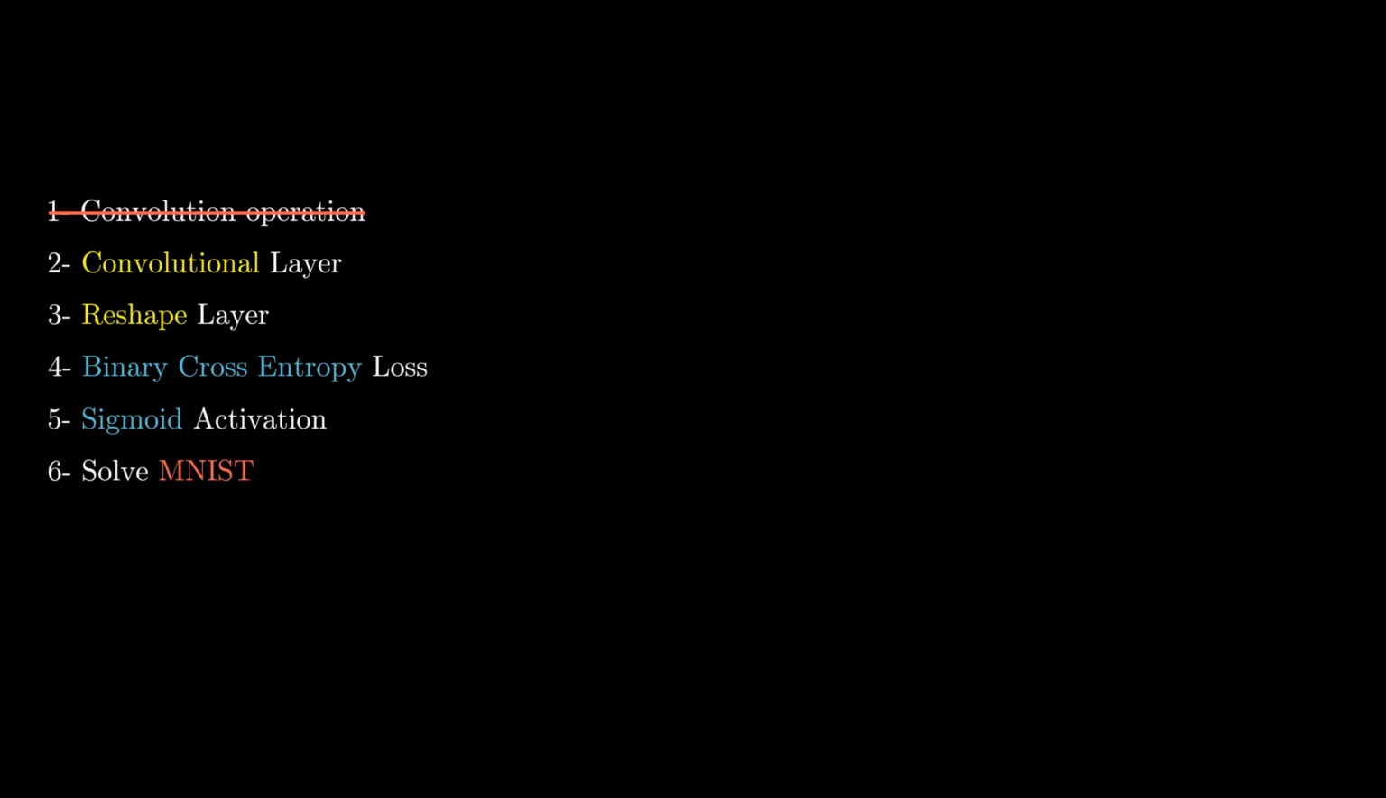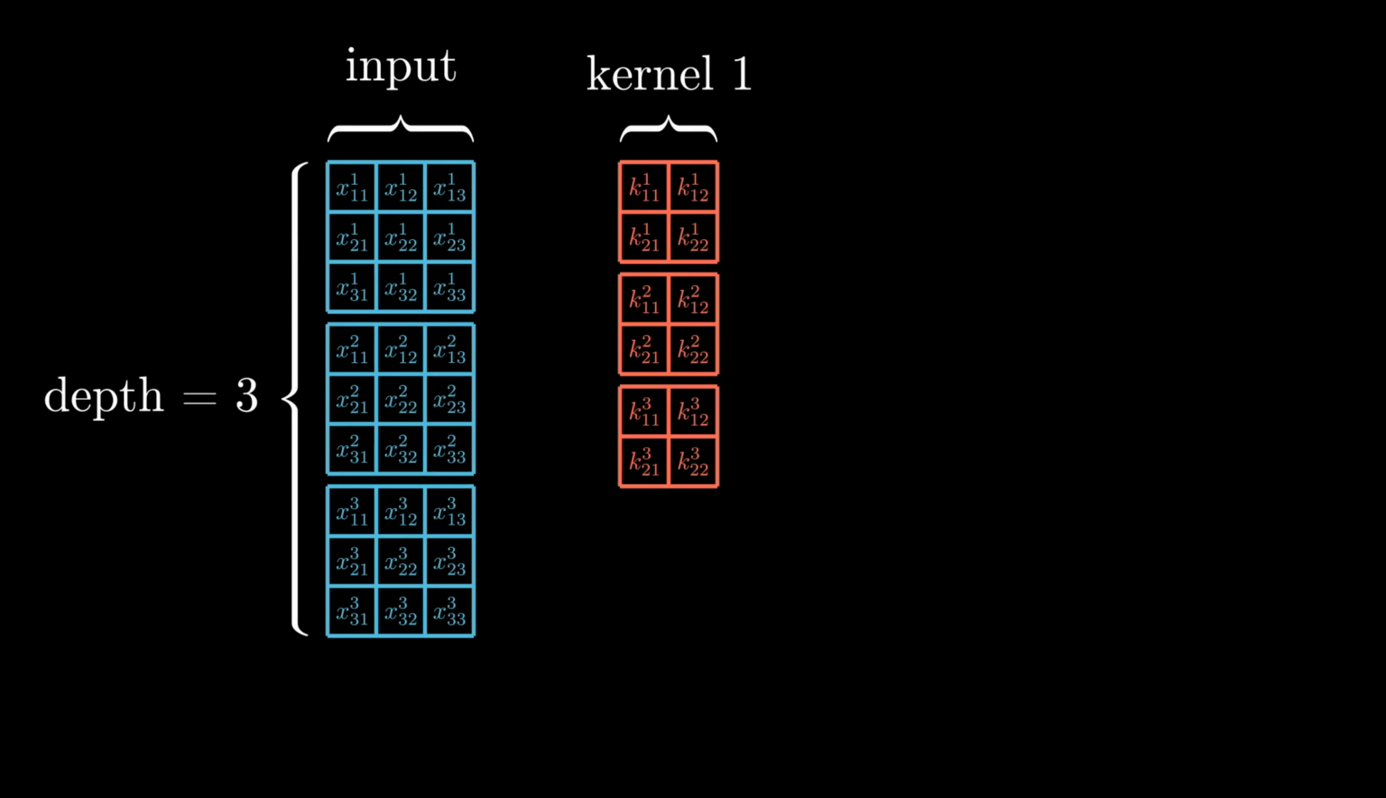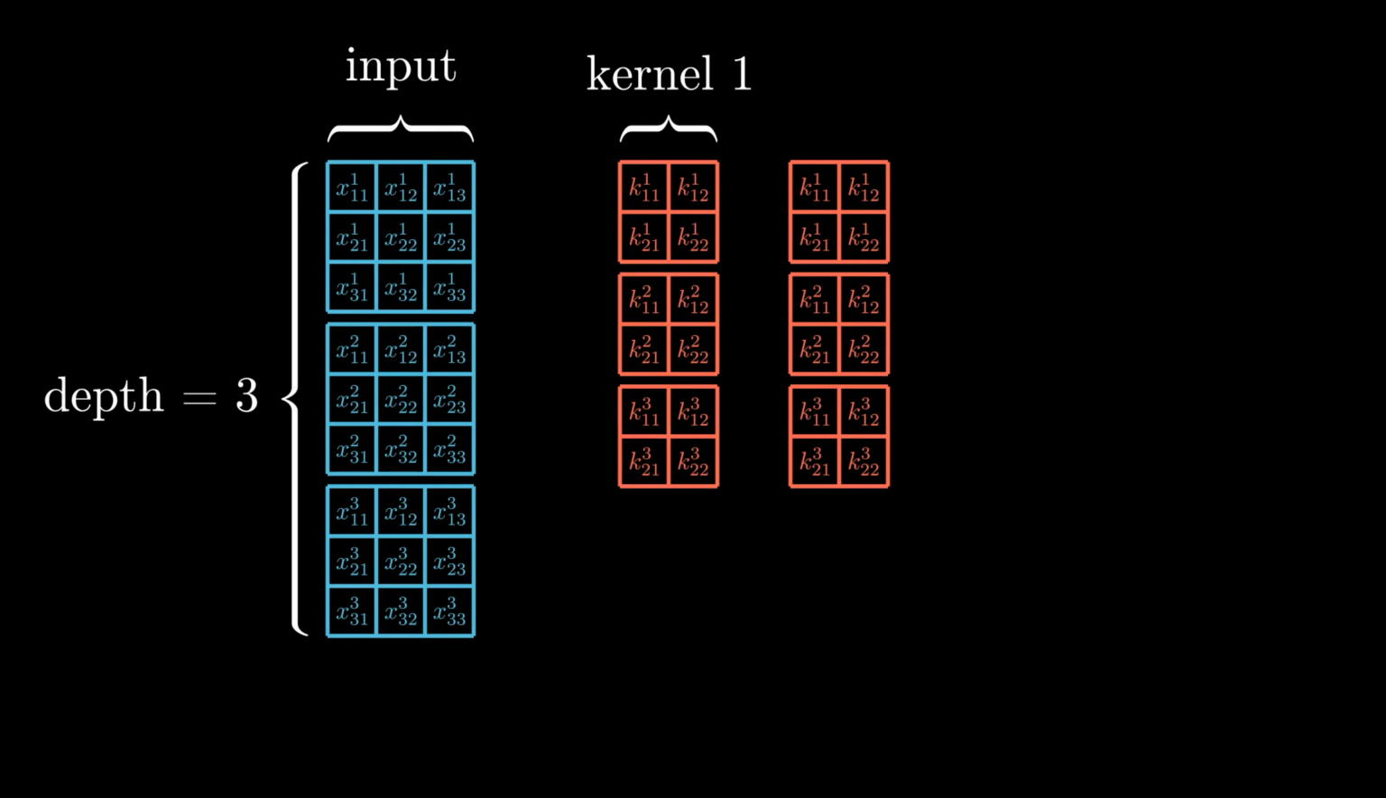Now that we cleared this out, let's get to the core content of the video, that is, the convolutional layer from scratch. The convolutional layer takes in a three-dimensional block of data as input. In that case, the depth of the input is 3. The layer has trainable parameters, amongst them the kernels. Each kernel is also a three-dimensional block that extends the full depth of the input. The layer may have multiple kernels, all of which must extend the full depth of the input.